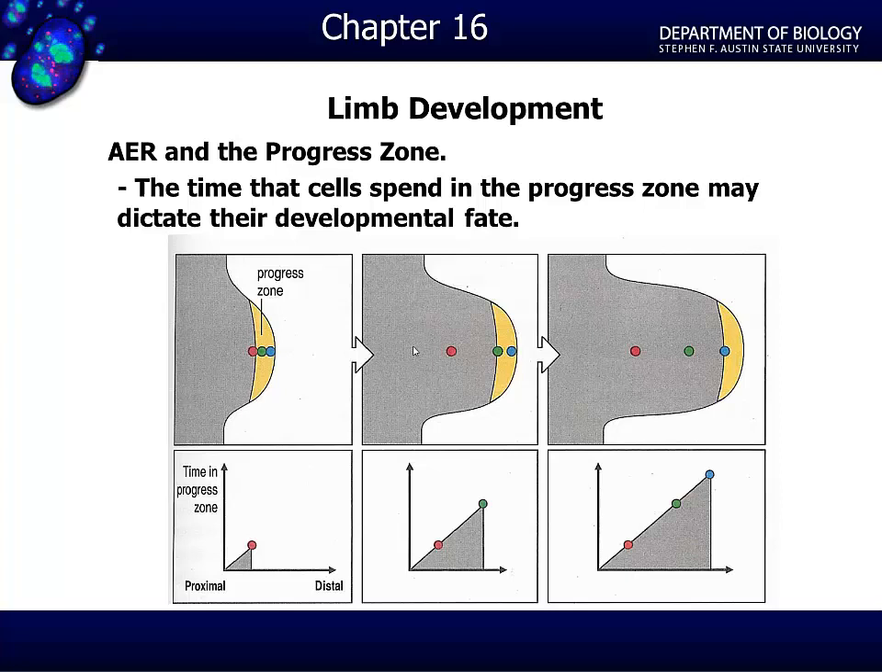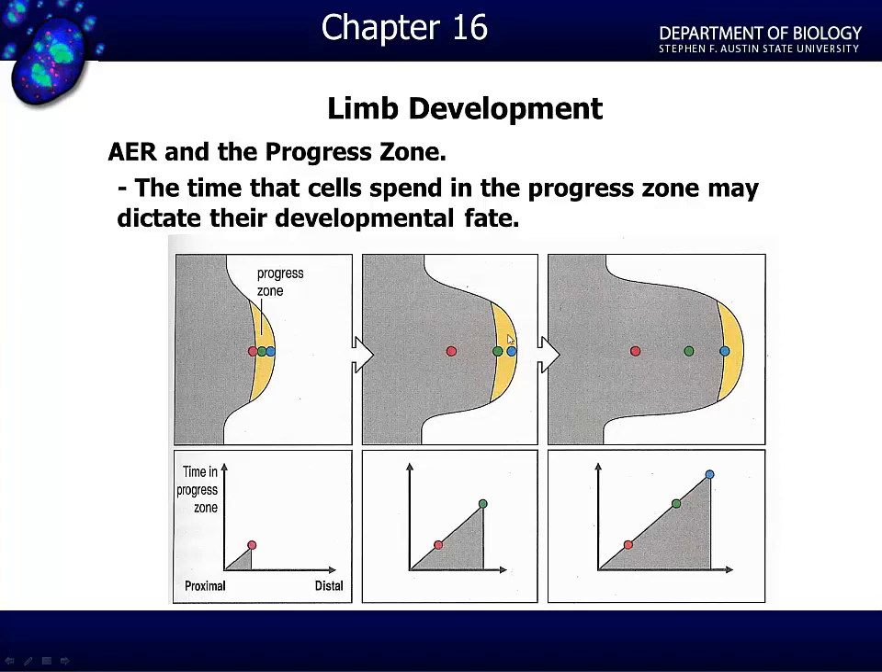This is a hypothesis that really illustrates this idea that the further away the apical ectodermal ridge gets from the mesodermal cell, then the more we're going to develop proximal structures. And so this is not just distance, this is what they're referring to as time in the progress zone. So if we have cells that first are going to be lost from the influence of the AER, it's going to be under the influence for the shortest amount of time. And it's going to form the more proximal structure.